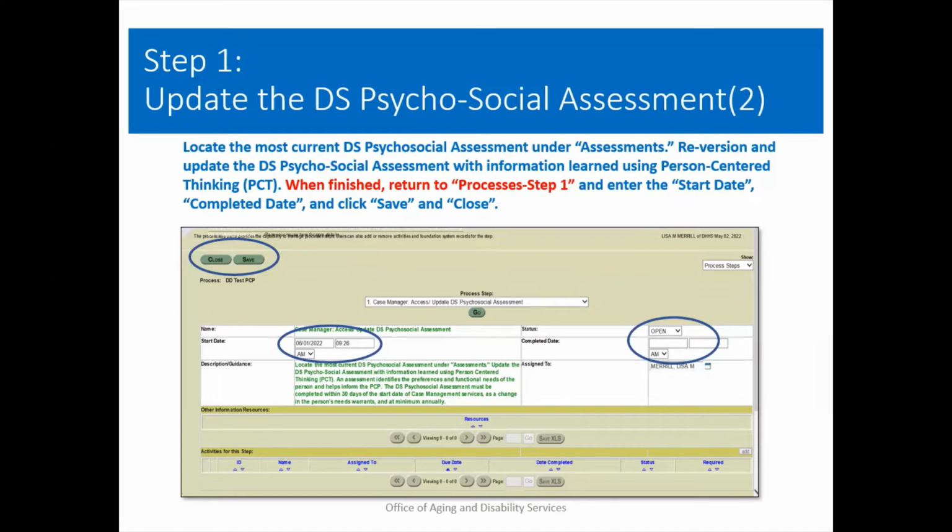To complete the DS psychosocial assessment, follow the instructions. Locate the most current DS psychosocial assessment where you typically would under assessments. Reversion and update the DS psychosocial assessment with information you have learned about the person throughout the year using person-centered thinking. When finished, you'll return to this DS person-centered planning process step 1 and enter the start date, completed date, and click Save and Close. Of note here, the start date and completed date cannot overlap.